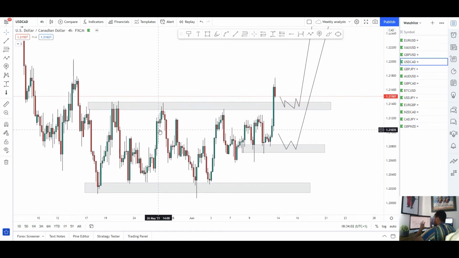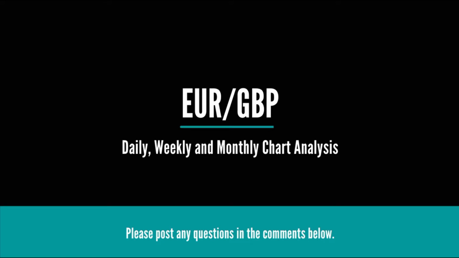So yeah, next week looking for buying opportunities for USD CAD. Looks like we're finally breaking out of this range, giving us some higher lows, waiting for price to retrace, find another higher low, and then take it from there. And two areas of interest for next week will be this previous resistance turned support around 1.21400, and then this support here around 1.20800. Up next is Euro GBP.